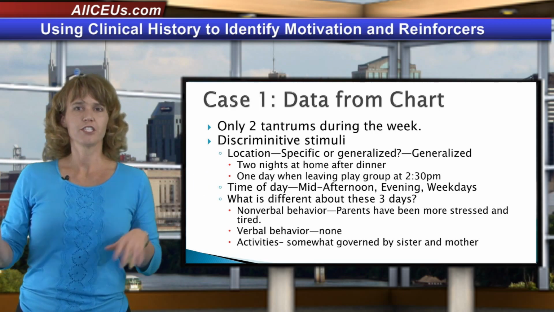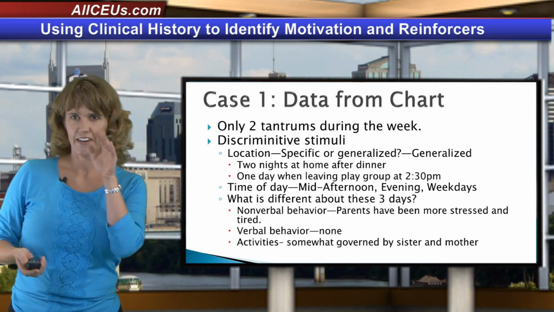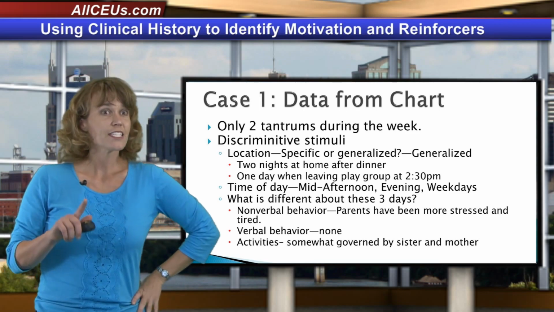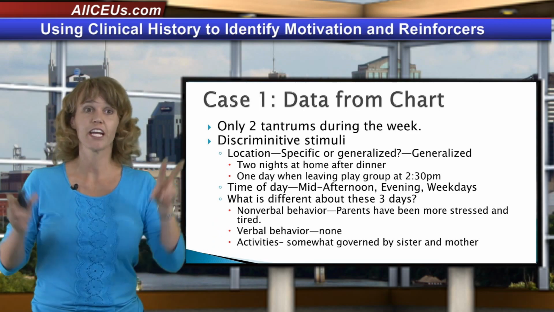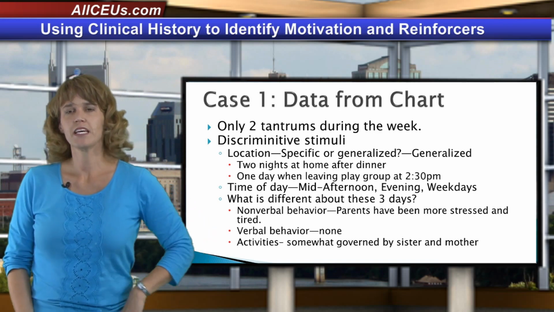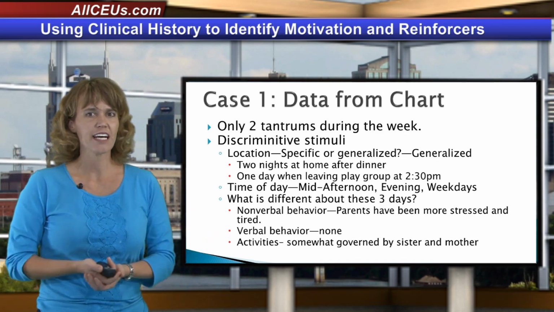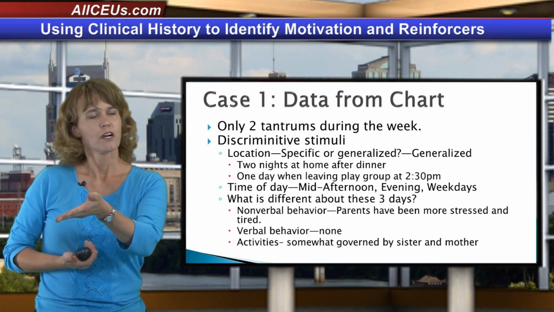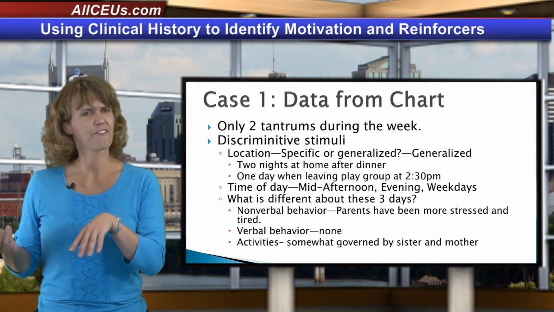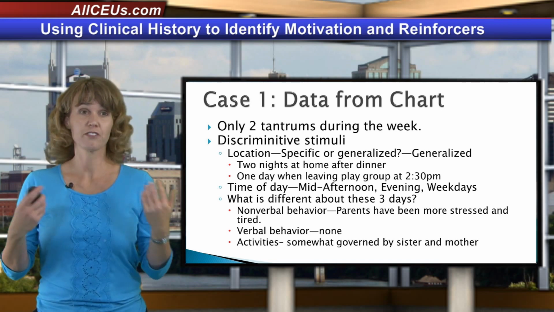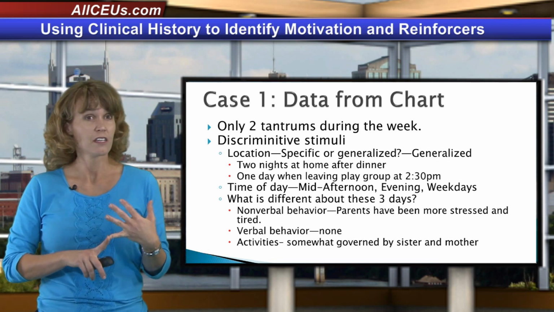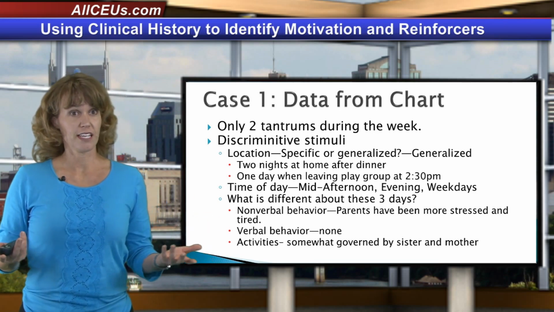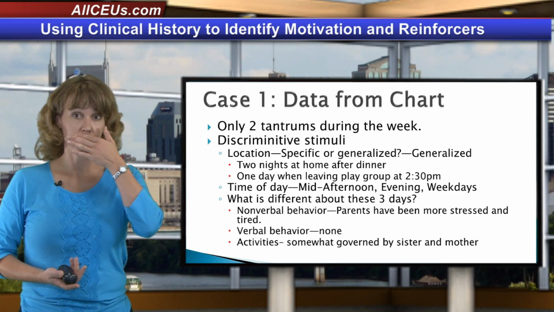So she comes home, or comes back, and says, I forgot to change that. There were only 3 tantrums during the week, not 2. But that's okay. 3's not bad, because he was doing it all the time. So we say specific or generalized location. 2 nights at home after dinner. So I'll say, all right, what was different about those 2 nights as opposed to the other 5? Were you more tired? Was Jenny fussier? Let's talk about what might have been different and see what might be a vulnerability here.